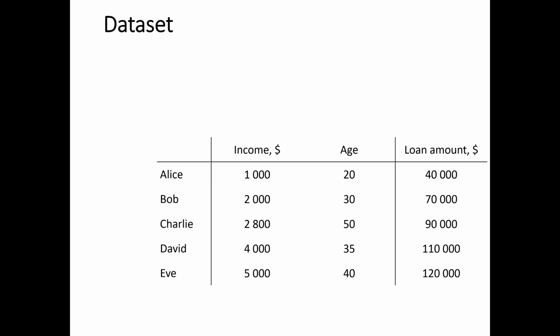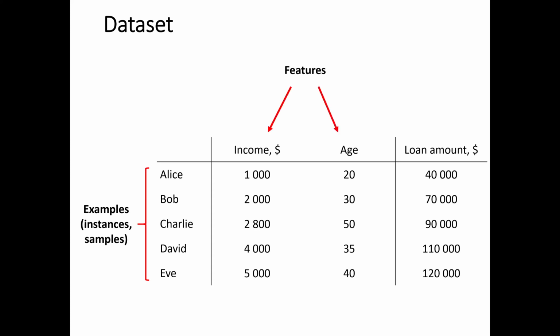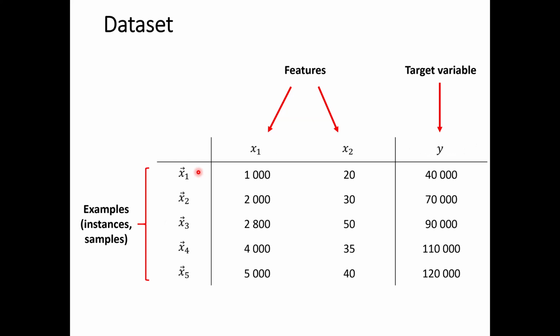Let's look at the dataset of this example with two features, income and age. We have 5 examples. You can use instances or samples as synonyms. We have 2 features, income and age. Loan amount is a target variable. Here we use the variable designations. Notations for examples are x vector sub 1 or x with an arrow sub 1, x vector sub 2, and so on. Notations for features are x sub 1 and x sub 2. Notation for the target variable is y.